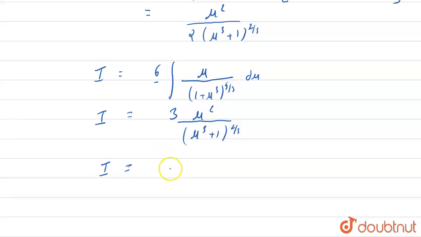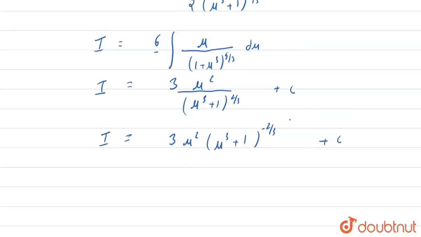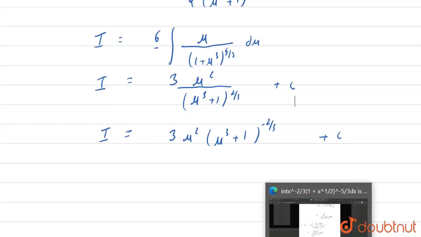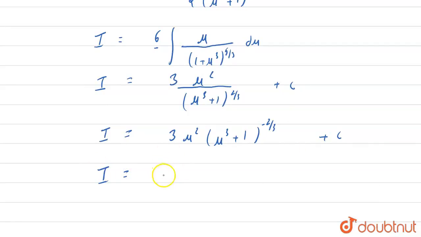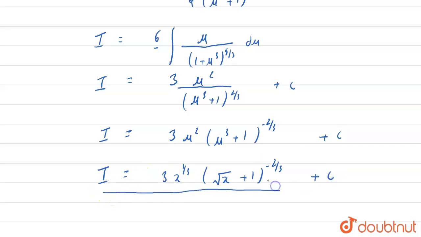Now you can see that this becomes the value of I, so we can also write it in this form, I equals 3 u square times (u cube plus 1) power minus 2 by 3 plus c, the constant. Or we can now write our 3, and this u is s to the power 1 by 3, where we already know this, and this becomes root s plus 1 power minus 2 by 3 plus c. So this is the value of I, the integration we got.